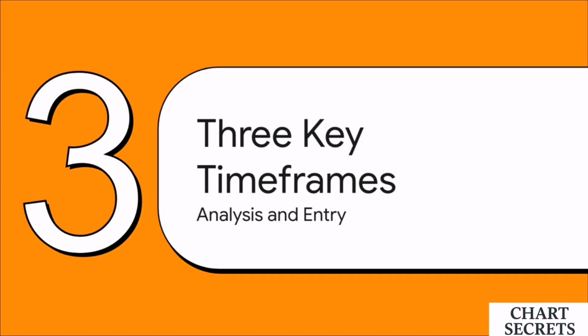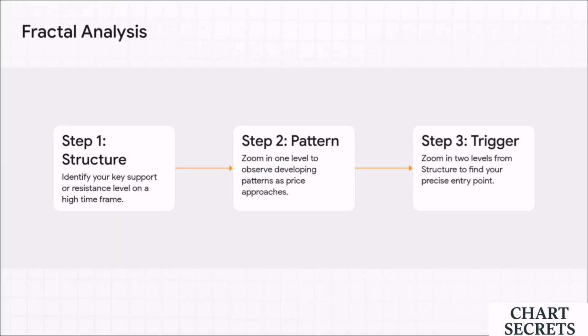Well, we do it with a simple system based on 3 key timeframes. This is where all that theory turns into a real practical trading plan. Here's the process. It's simple. First, you start way up high on what we call your structure timeframe. Think weekly or maybe daily charts. You're looking for a huge, obvious support or resistance level. Then, you zoom in one level to your pattern frame. Here, you're just observing how the price is behaving as it gets near your big level. And finally, for the kill shot, you zoom in one more time to your trigger frame. This is where you find your super precise entry.